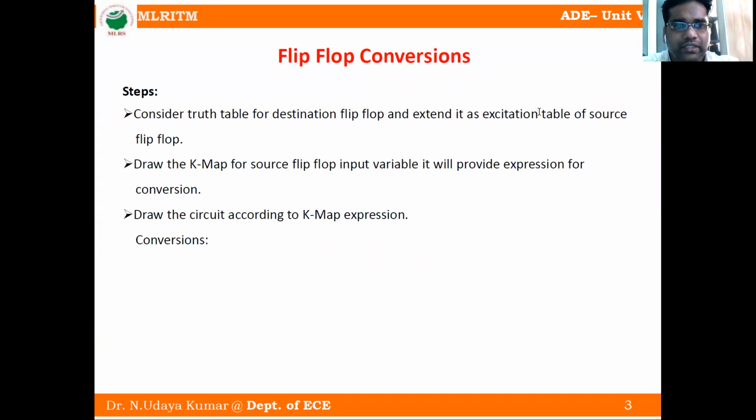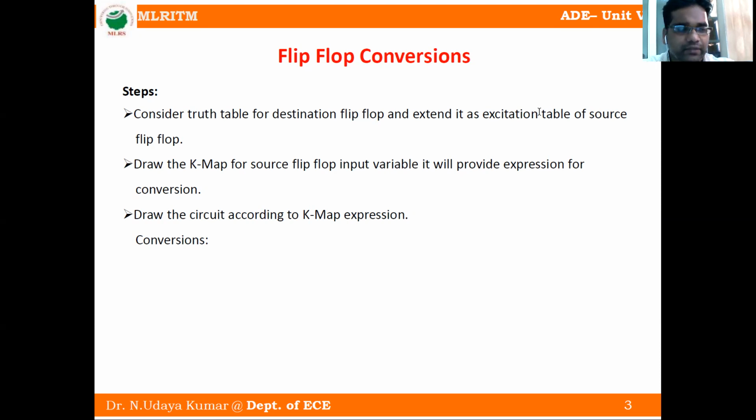So what are the three mandatory steps for conversion? The first one is to consider the truth table for the destination flip-flop and extend it as the excitation table of the source flip-flop. The second step is to draw the K-map for the source flip-flop input variables, which will provide the expression for conversion. The third one is to draw the circuit according to the K-map expressions.